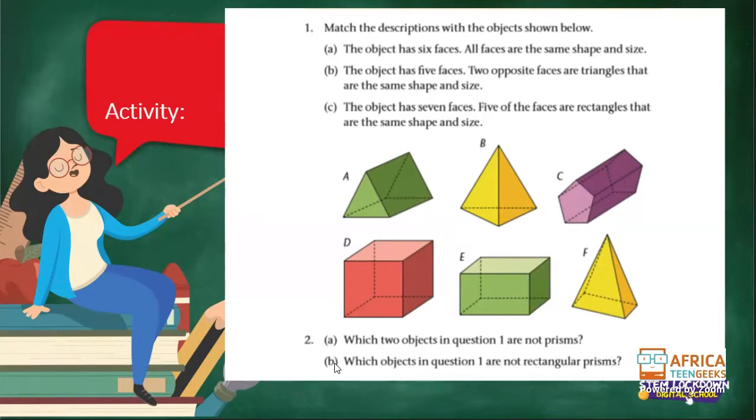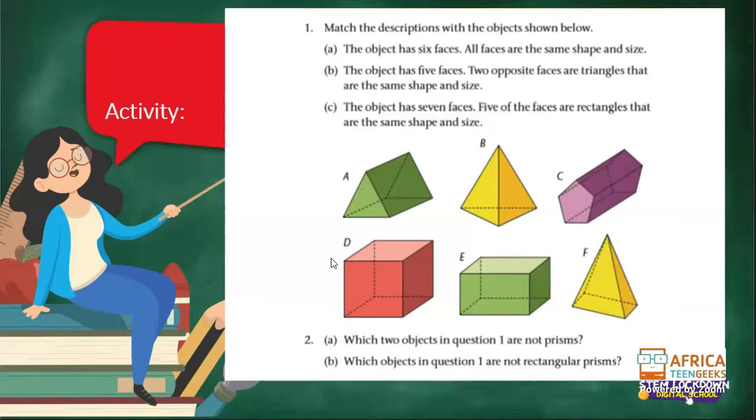All right, so for B, which objects in question 1 are not rectangular prisms? Okay, 2B, all right, 2B. It's C, D, and F. Okay, one is saying C, D, and F. One is saying A, B, C, D, F. So only E is a rectangular prism.